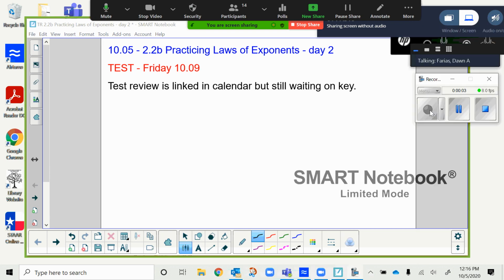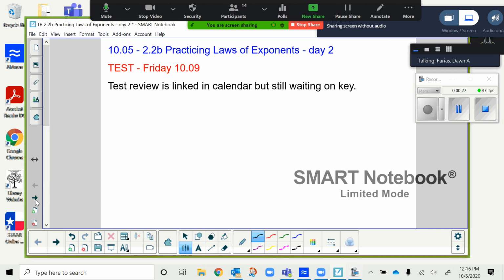So this is our day 2 for practicing laws of exponents. You have a test coming up this Friday. I have the review. It's already linked in your calendar, but I'm missing the key to it. So I have to make a new one, and I'll get that linked as soon as I can so that you can get ready for your test on Friday.